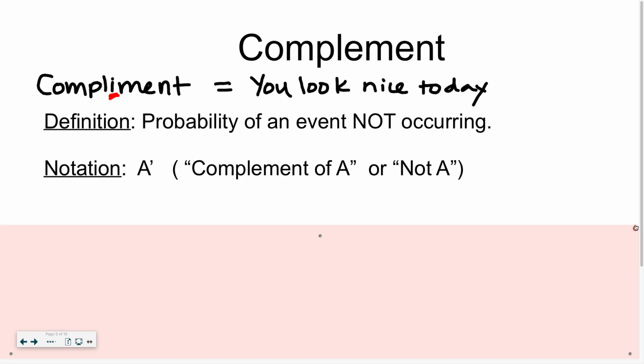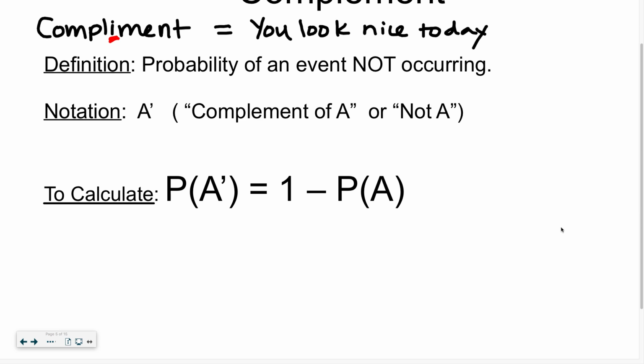So to calculate a complement, the probability of not A is equal to 1 minus the probability that A does occur. You know, what's the probability of rolling a 1 on a die? 1/6. What's the probability of not rolling the 1? 5/6, because it's the probability of rolling a 2, 3, 4, 5, or 6. Okay.